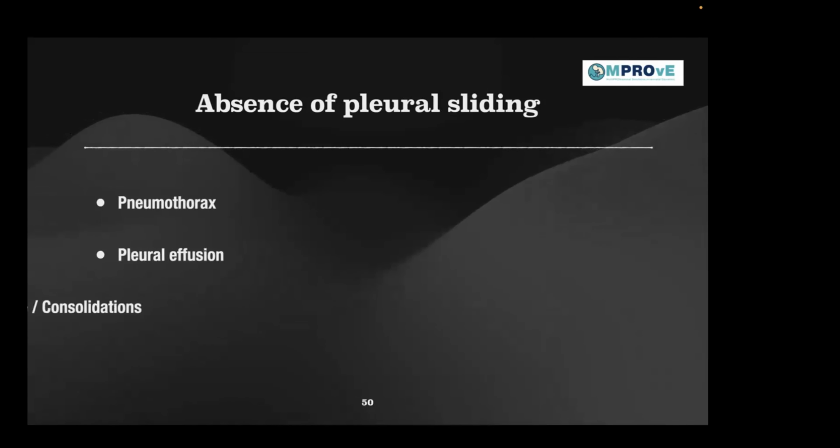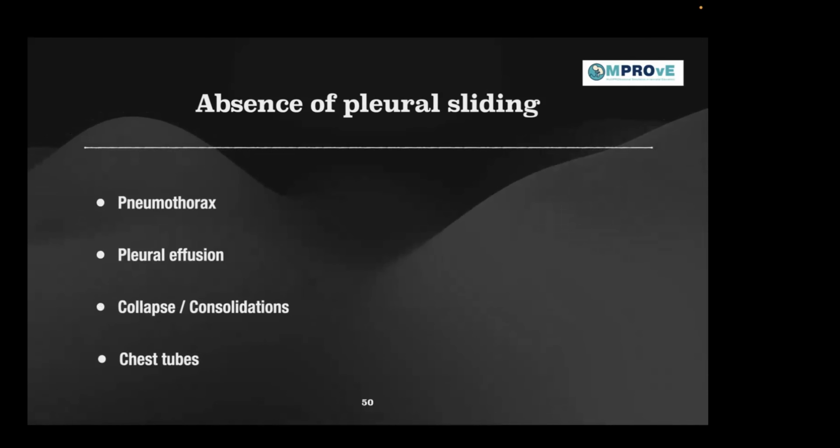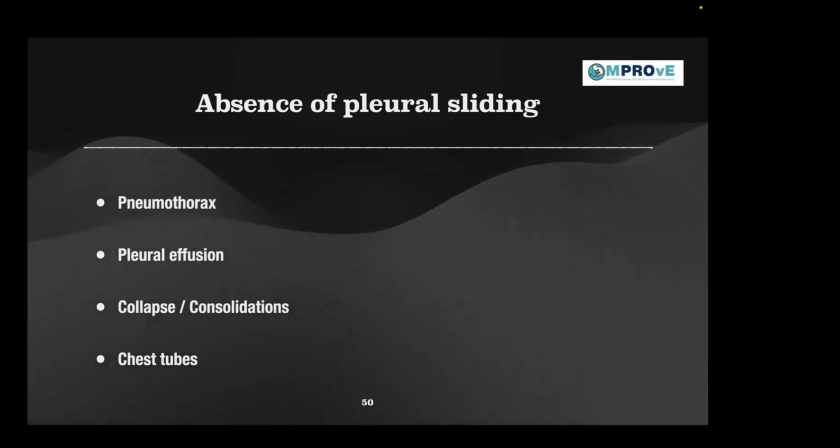When do we lose pleural sliding? Well, a number of conditions. It could be pneumothorax, pleural effusion, collapse or consolidations, and chest tubes. So these are the conditions, to name a few, where you can lose your pleural sliding.